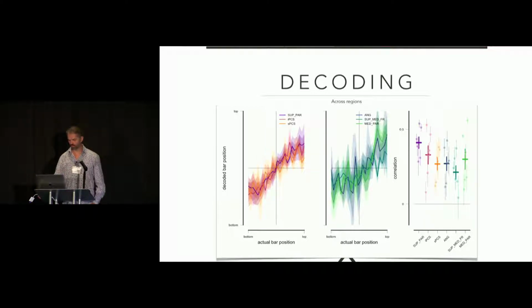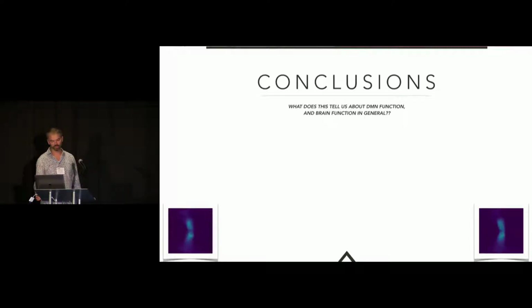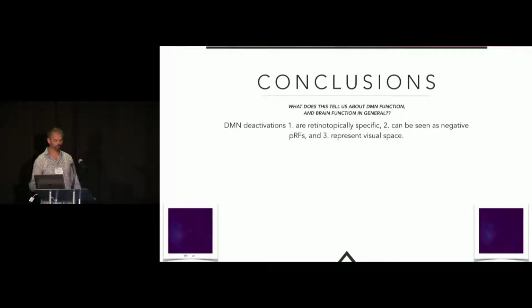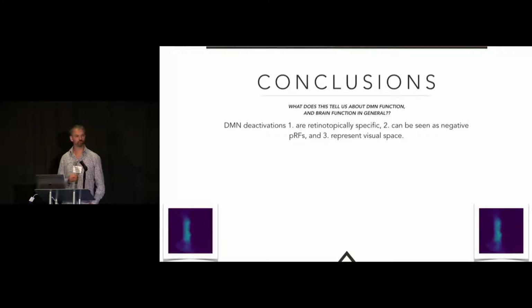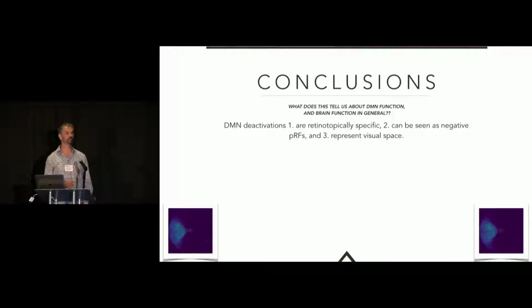So to conclude, what I think we show is that these default mode network activations that people see in many, many experiments are retinotopically specific, meaning that they report the visual field location of a given stimulus. And you can conceptualize that as them being negative PRFs. And as an aggregate across a region of interest, they do seem to represent visual space.